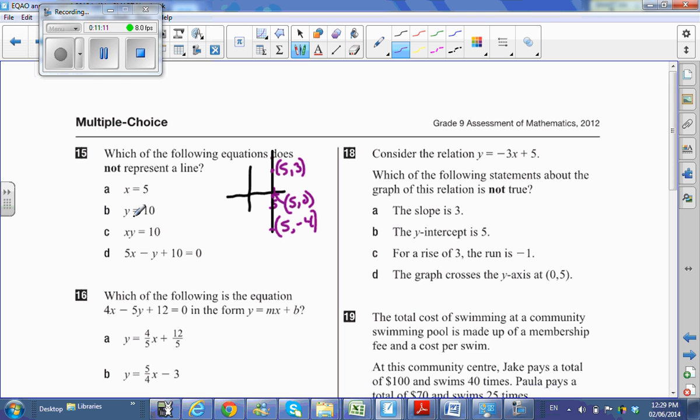So that's a line. Y equals 10, same thing, except it's going to be a horizontal line. This one's in standard form. The one that doesn't work here is when we have x times y equals 10. Okay. Now we won't actually ever really work with that.